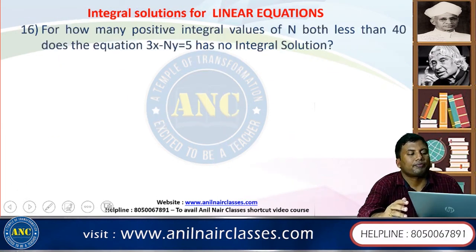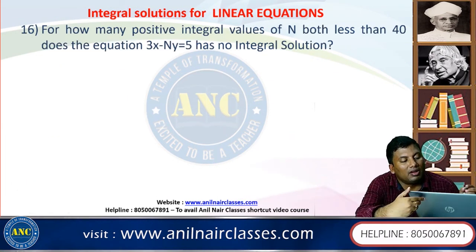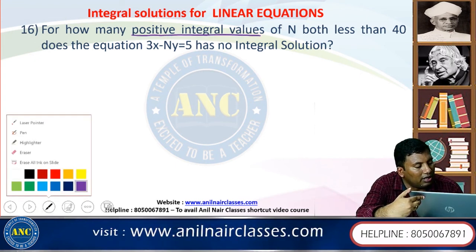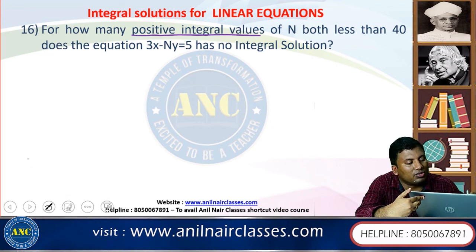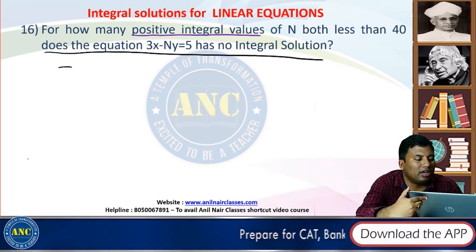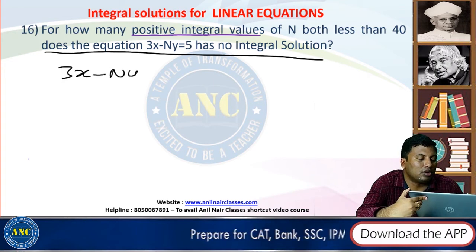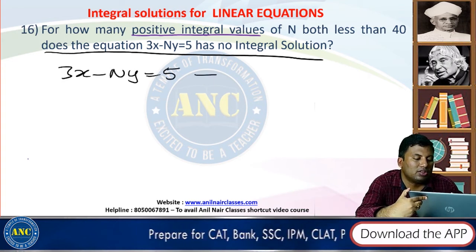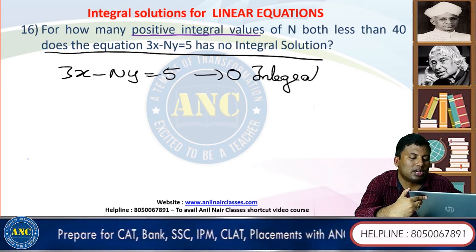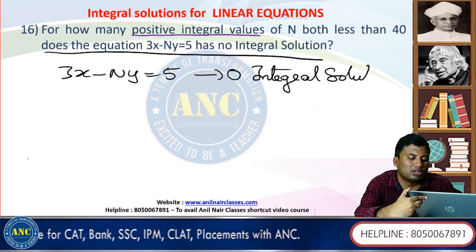15th one done. 16th one: for how many positive integral values of n does the equation 3x minus 3ny equivalent to 5 have no integral solution? This has zero integral solutions.